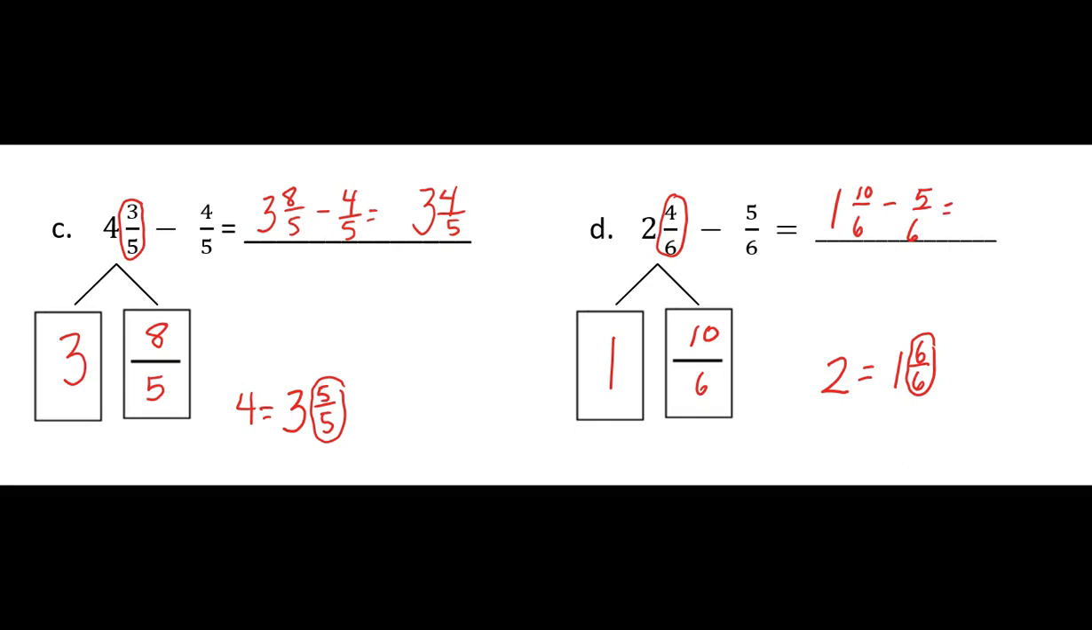Subtract my fractions. 10/6 minus 5/6 equals 5/6. And then keep the 1 as my whole number. So 2 and 4/6 minus 5/6 equals 1 and 5/6. And you can see how being able to decompose those mixed numbers definitely helps us with this type of subtraction.